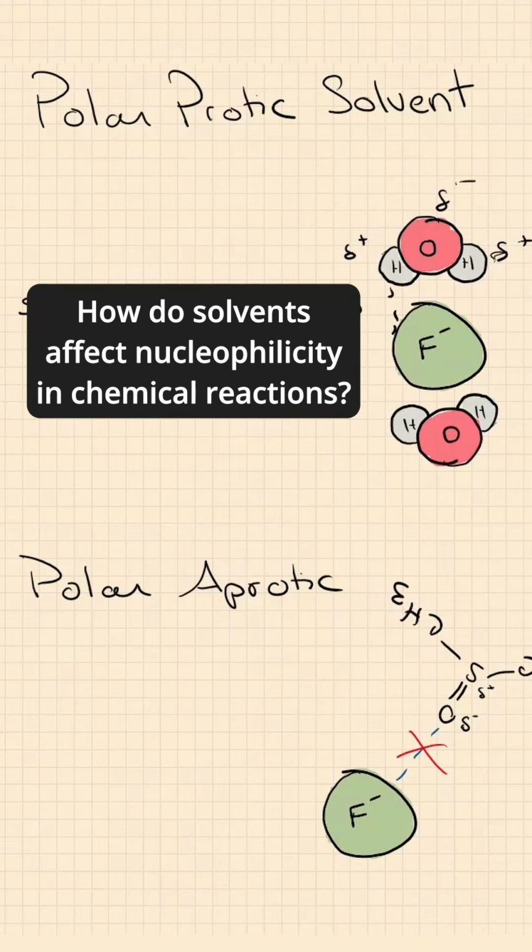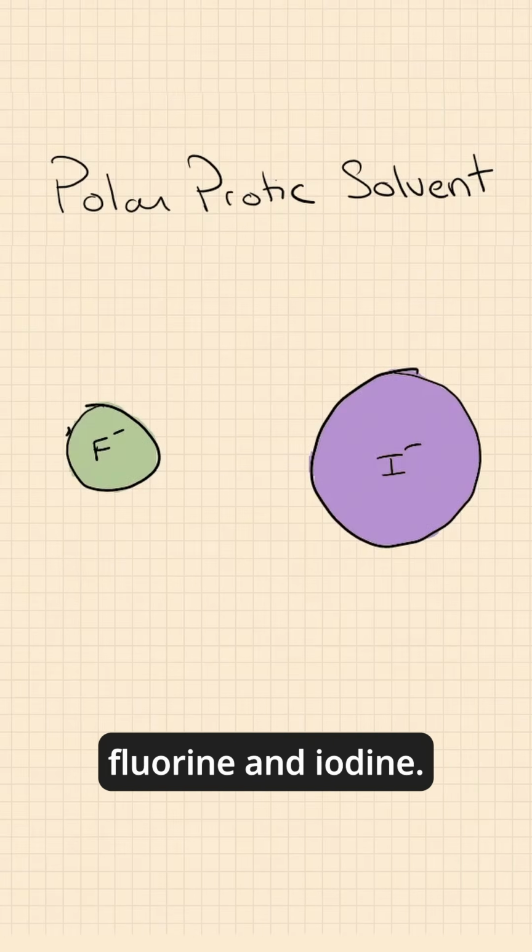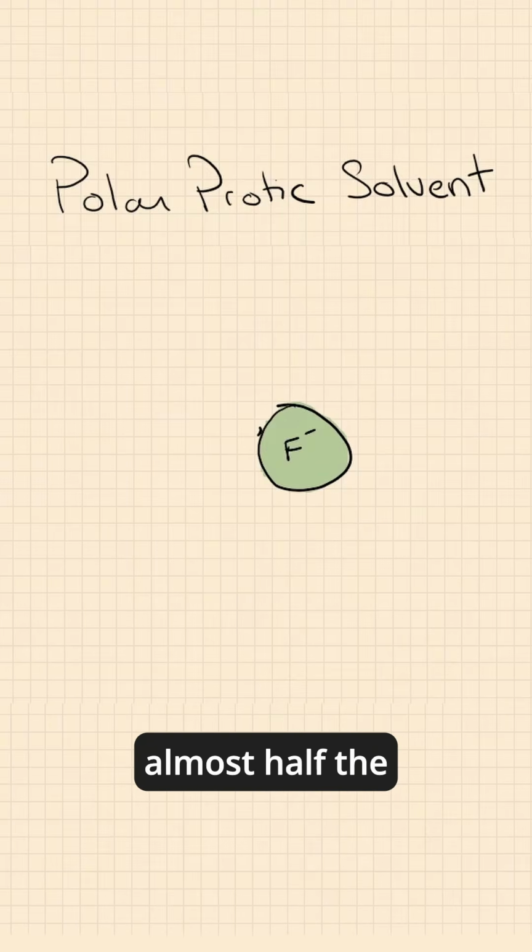How do solvents affect nucleophilicity in chemical reactions? Let's look at two extremes of our halogens, fluorine and iodine. The fluoride ion is very small, almost half the size of iodine.